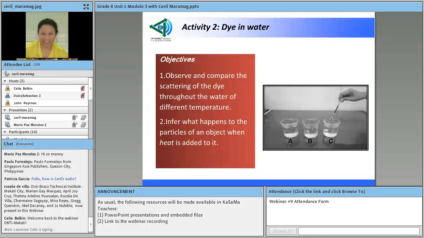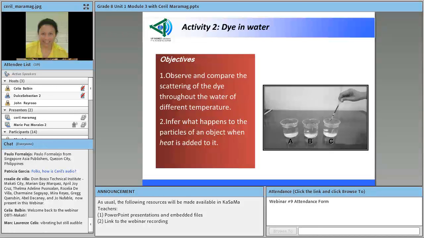Again, what will students learn from this particular activity? They should be able to observe that the dye will scatter fastest throughout the water of highest temperature, I mean, the hot water. So what does this mean? Which particles of the dye do you think will gain more energy from the water? The one added to the hot water, tap water, or cold water? If you say the one added to the hot water, then again, you're correct.